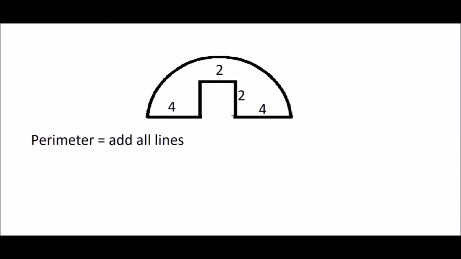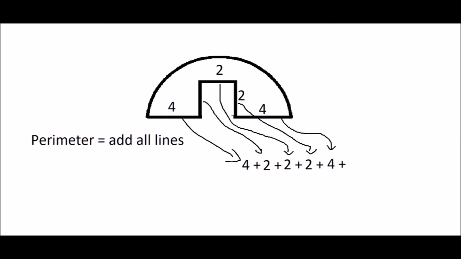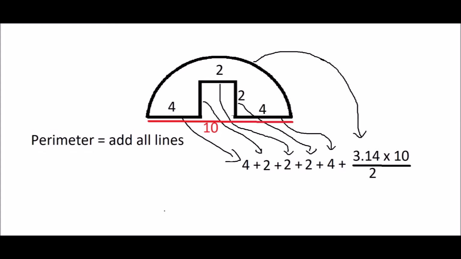For perimeter, the key is still the same. You just need to add all the lines. So we start with 4, this line, plus 2, this one, and 2 again, and 2, and 4, and the curved line. How do we get the curved line? This is a half circle, so pi times diameter divided by 2 because it is a half circle. So 4 plus 2 plus 2 plus 2 plus 4 plus 3.14 times 10 divided by 2.